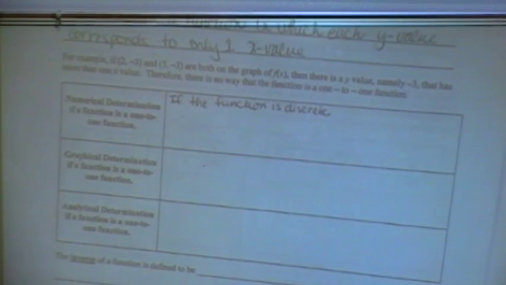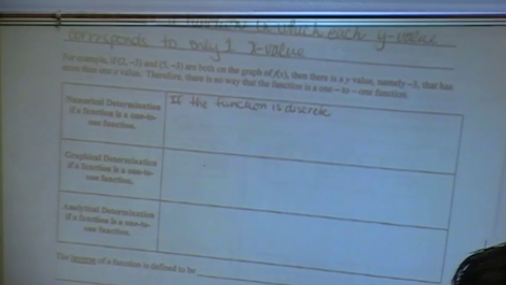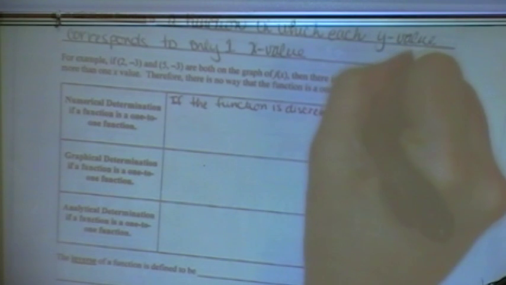Okay, going to pull out a word from forever ago. If the function is discrete, what does that mean? You remember? Not connected. Individual points. So points not connected. I'll put that real quick. Those of you who've forgotten.